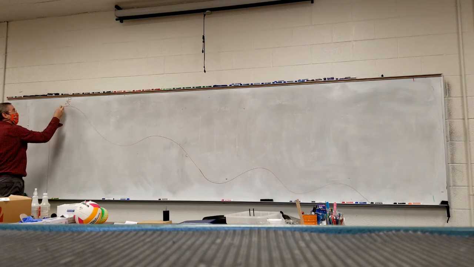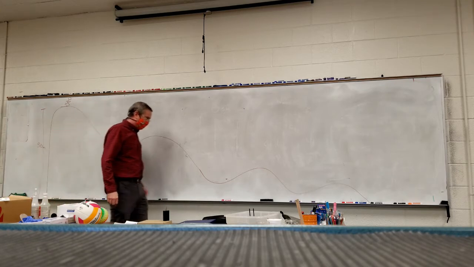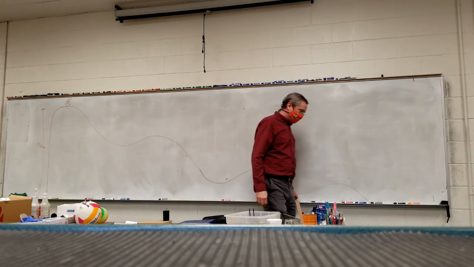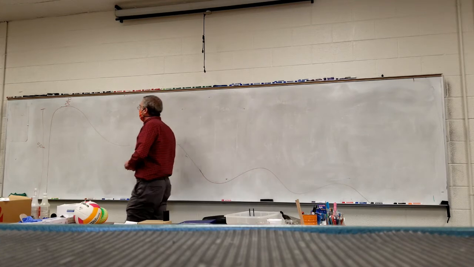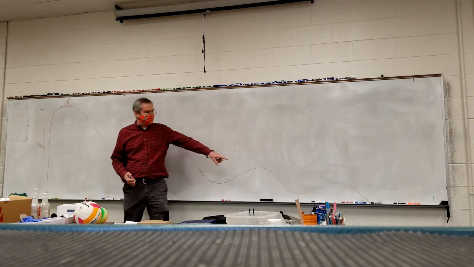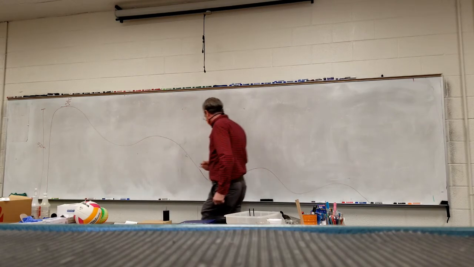It's supposed to be a skier, starting out 50 meters above the bottom down there. And ultimately, the question is, how fast is the skier going down at the bottom? That's what we're trying to get.